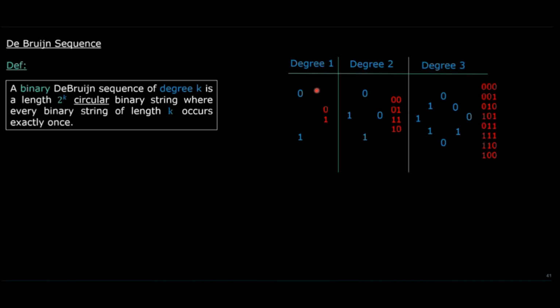Let's imagine at degree 1 the de Bruijn sequence. In degree 1 the de Bruijn sequence, you would have 0 and 1, and in the sequence every bit would occur once, and afterwards you would begin with 0, you would go to 1, and you would go back to 0. So that's the degree 1 de Bruijn sequence.